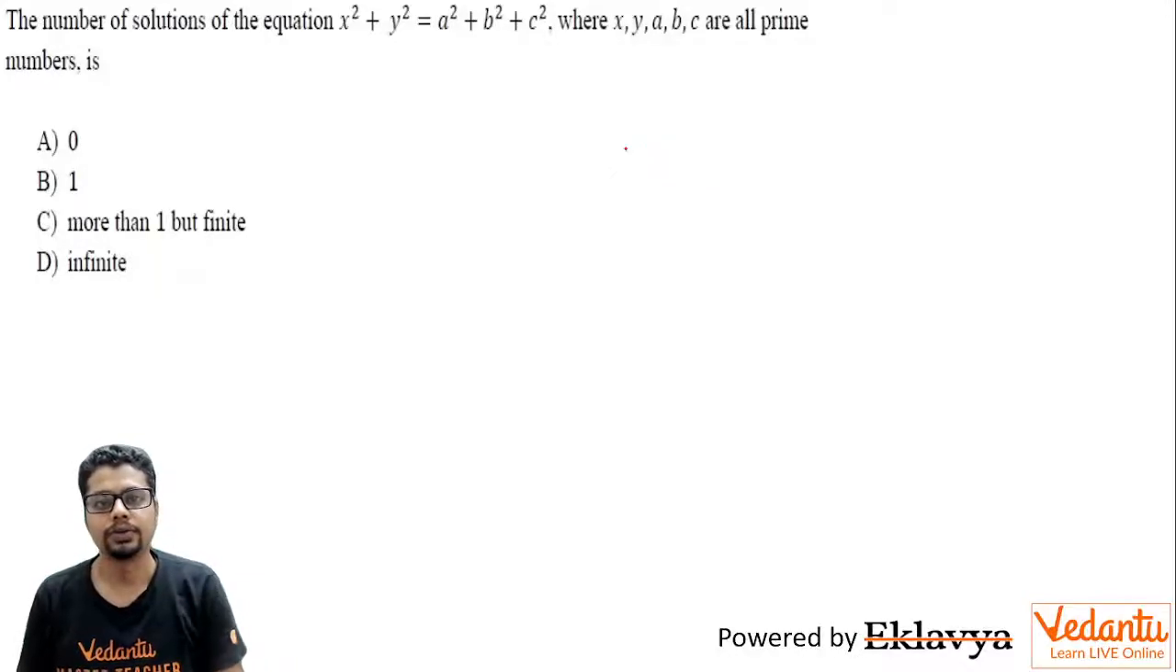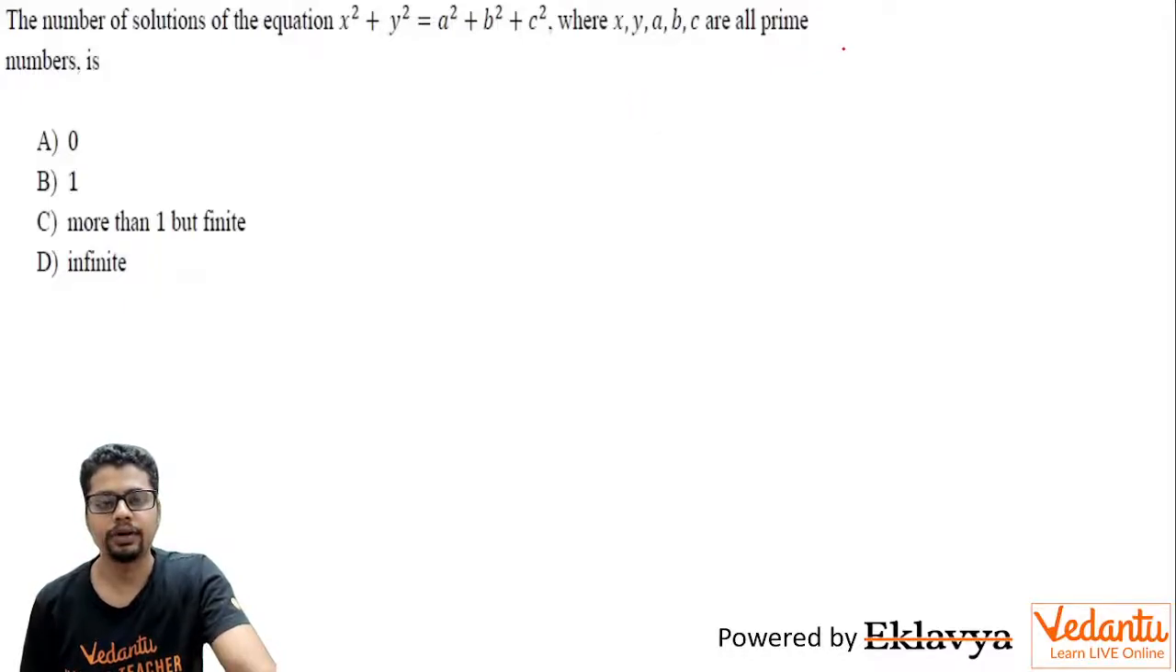Hi everyone, the question is: the number of solutions of the equation x square plus y square equal to a square plus b square plus c square, where x, y, a, b, c are all prime numbers, is. So here there is just one even prime number, which is 2, and the rest are all odd prime numbers.